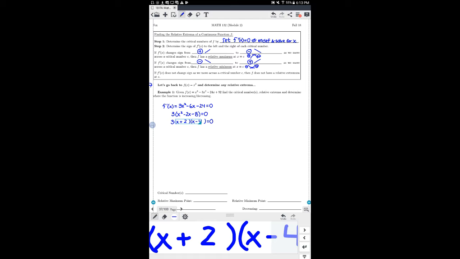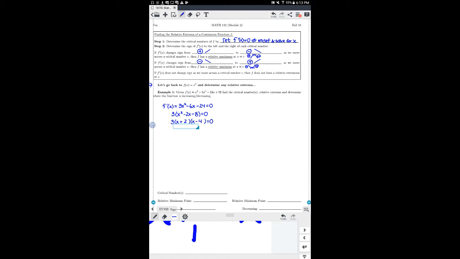Looking at my first factor, it is 3. I can't ever make 3 equal 0, so that doesn't give me any critical numbers. But if I look at my next factor, what would make x plus 2 equal 0 is if x was -2. And what would make x minus 4 equal 0 is if x was 4. So I can always try to set each factor to be 0, but with this one I don't get anything. 3 is always 3.